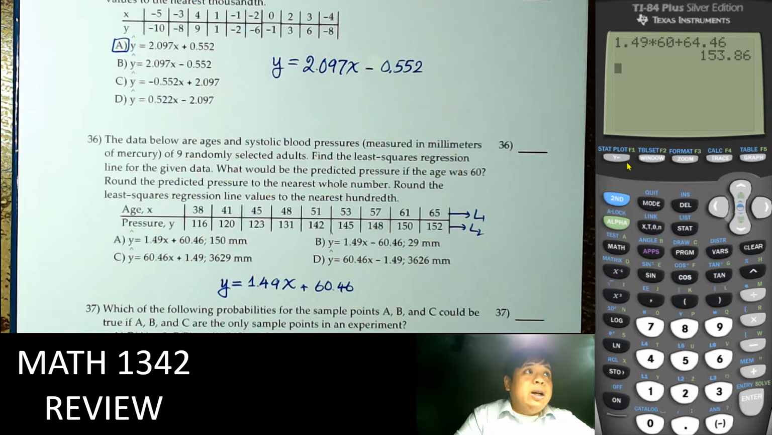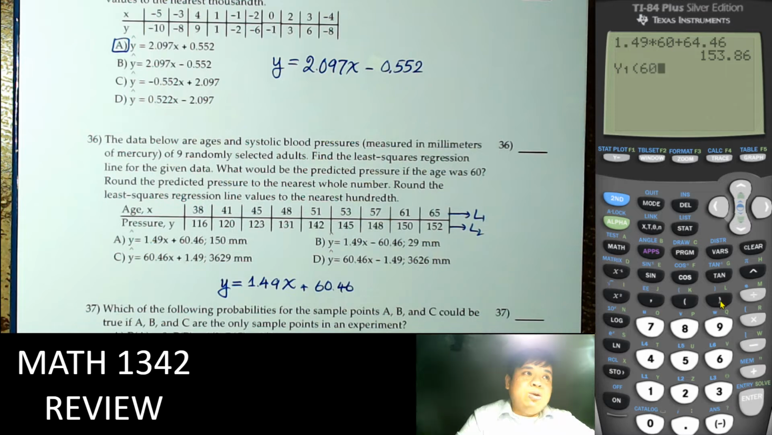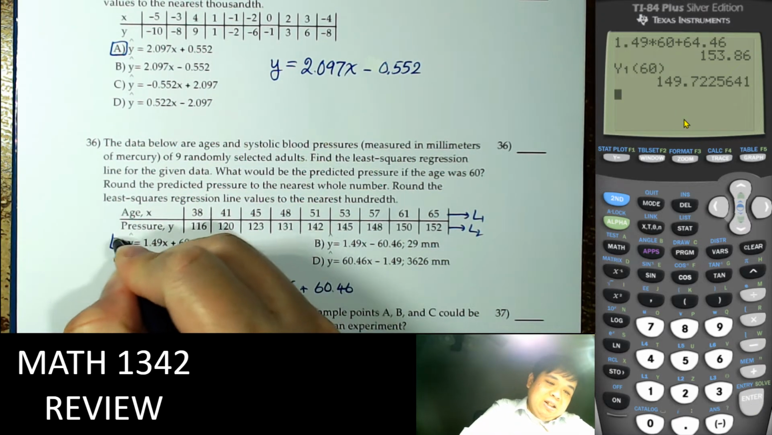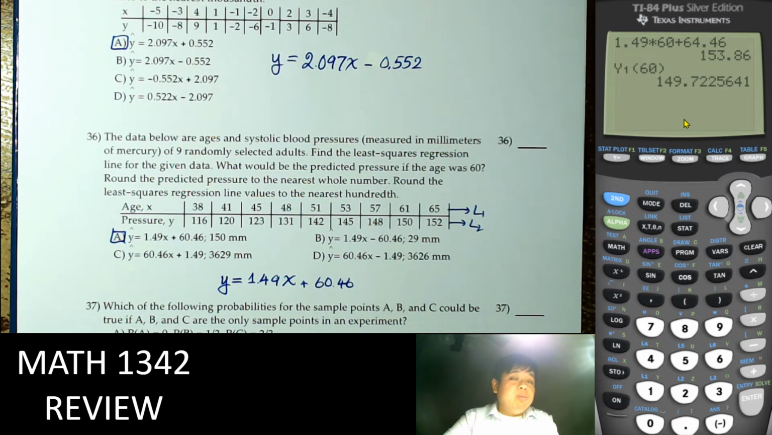Of course, remember we store the data into y1. So what we need to do is recall the y1 and evaluate that when x equal to 60. Yeah, of course that will be more accurate because the rounding error from rounding up to 1.49 changed a lot.